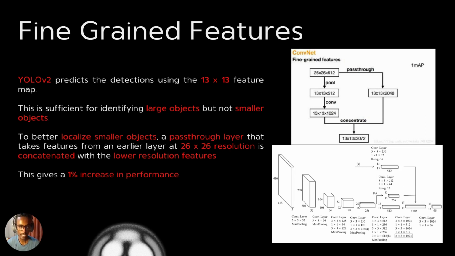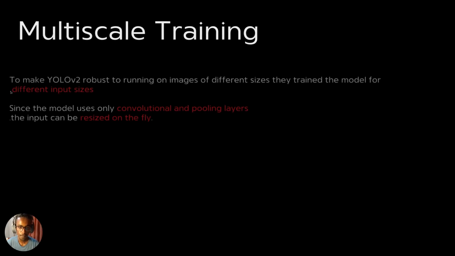And when you concatenate the 26 by 26 feature maps information with 13 by 13 feature map information, then you're going to better localize those smaller objects because you're getting some information from higher resolutions. And this gives a 1% increase in performance.